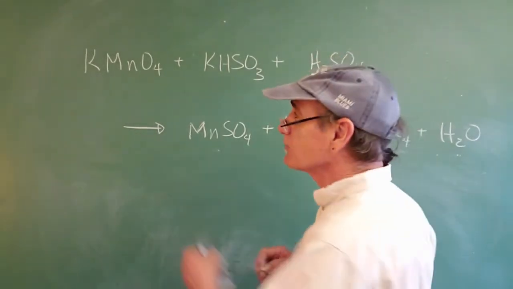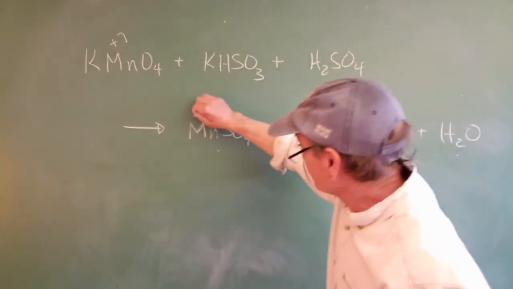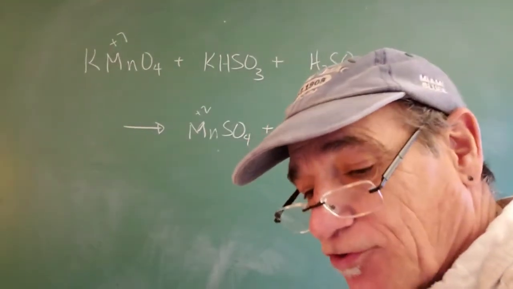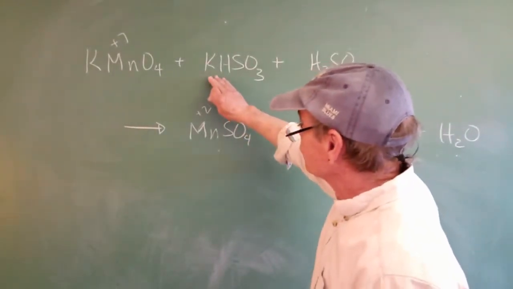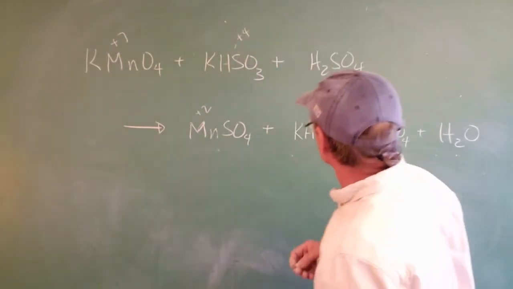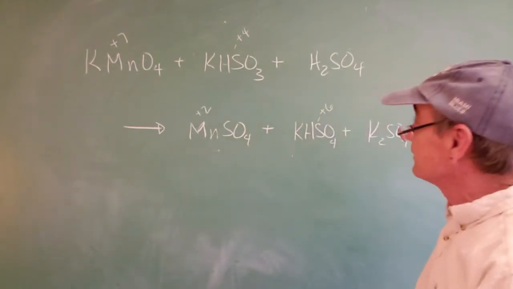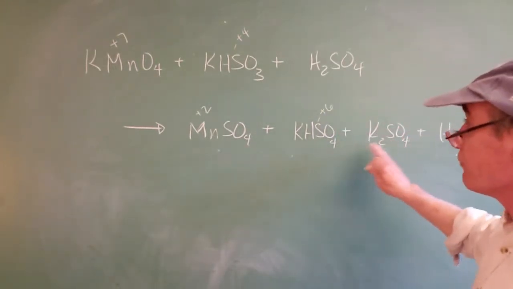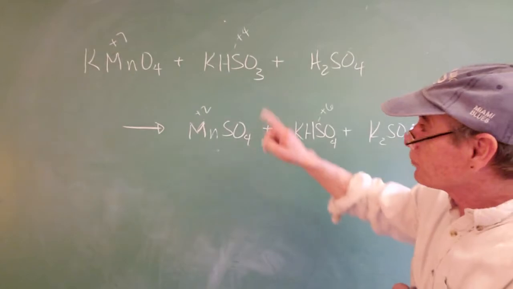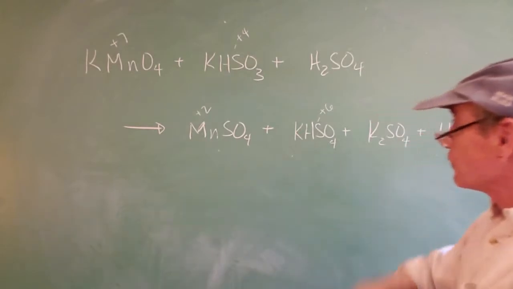So in this case, our oxidizing agent, permanganate, is going to go from +7 down to +2. It's actually going to gain 5 electrons in this process. Let me grab a fresh piece of chalk here. Our reducing agent, KHSO3, where the sulfur is in its +4 state, is going to go to KHSO4, where the sulfur is in its +6 state. All the other sulfurs in here, these other sulfates, are just along for the ride. They're coming in with the sulfuric acid. So the important players are the manganese and the sulfur in the KHSO3 and the KHSO4.